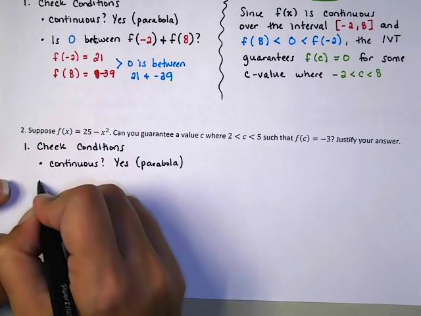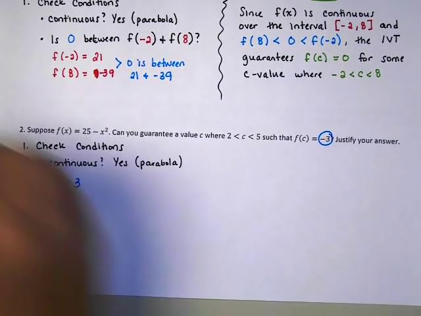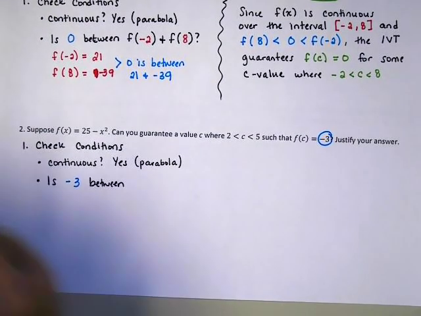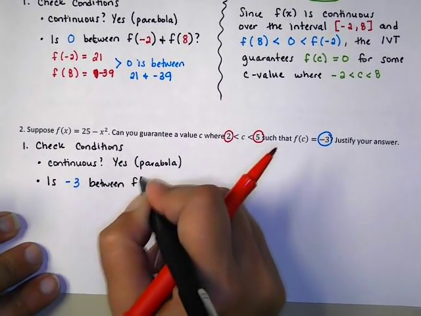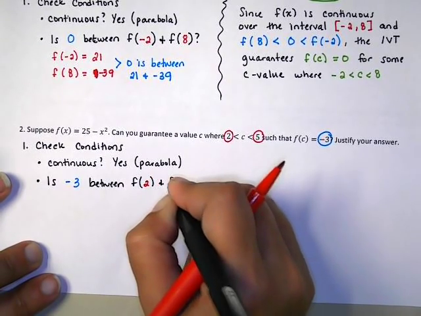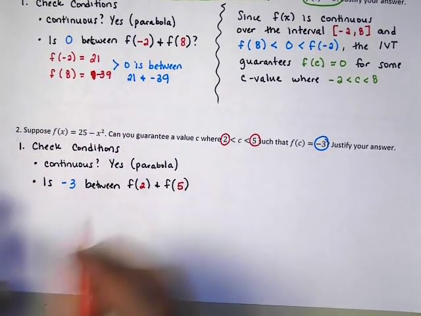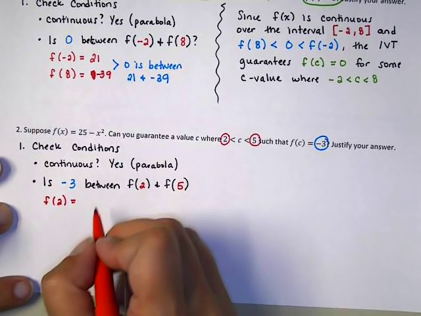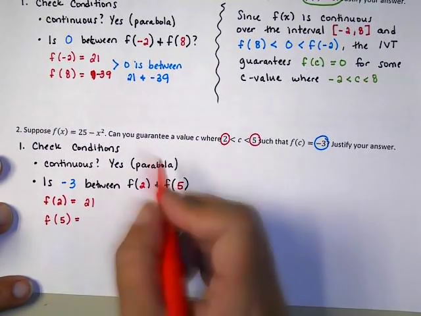The second thing we need to check is, is our desired y value -3 between, and we need to check our input values. We need to plug those in and check the outputs. So between f of 2 and f of 5. So first, let's check f of 2. If I plug 2 into here, I have 25 minus 4, which is 21. And if I plug 5 into here, I have 25 minus 25, which is 0.